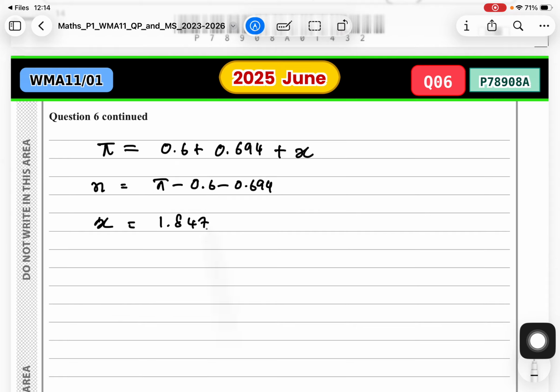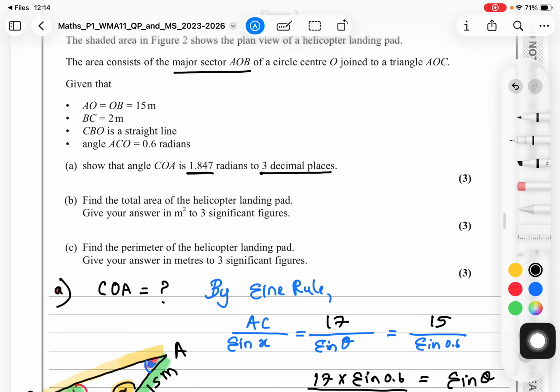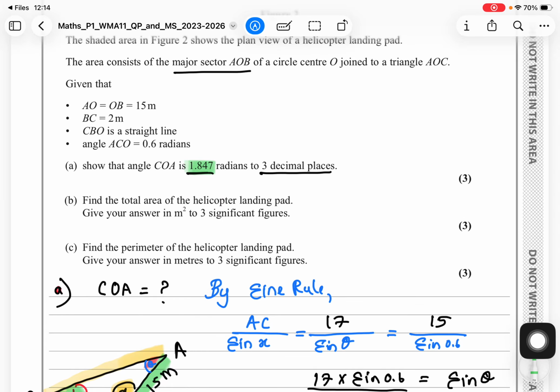Whenever we have 3 decimal places, make sure that you go for that approximated value. So this is the radius. They are also asking us to show this value. So this guarantees that whatever answer we got is correct.